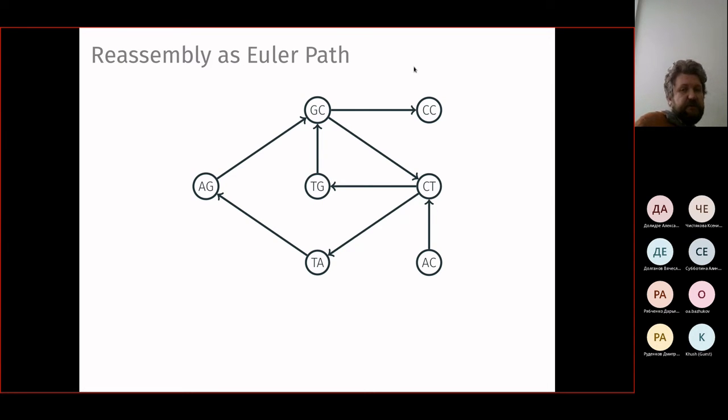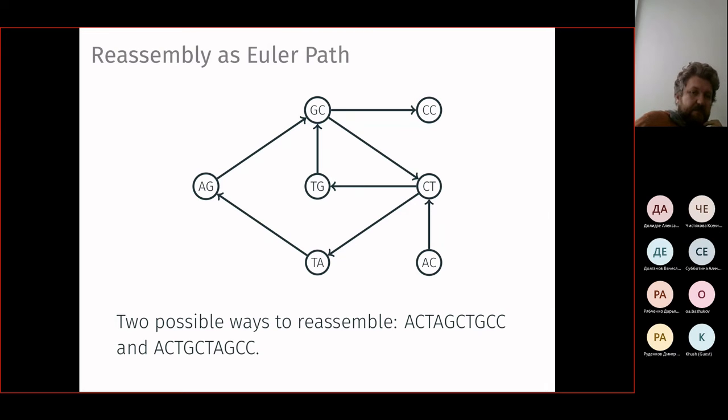And here is the picture of how it works. But it can be not unique, and if it's not unique, we're in trouble, because this means that our information was insufficient. Here is an example. It has two possible ways to reassemble. What will be chosen? It's a hard question.